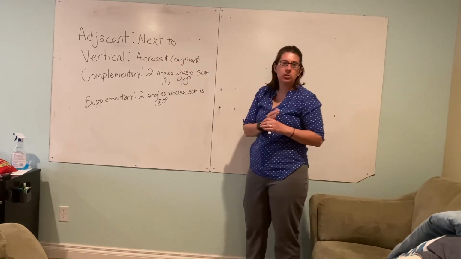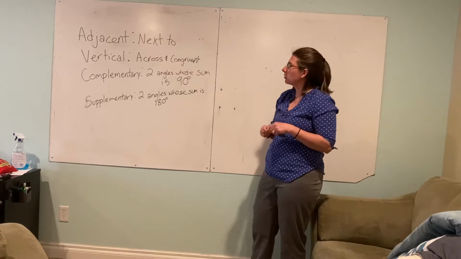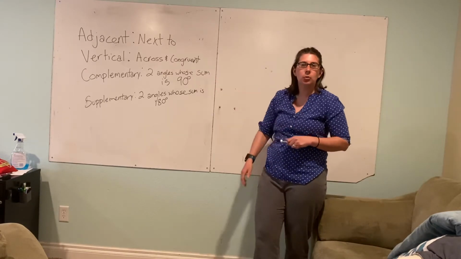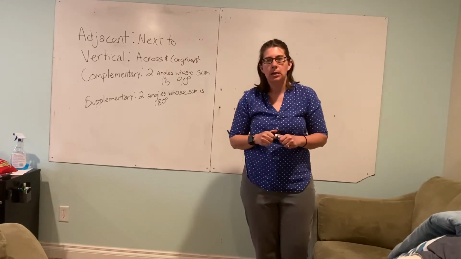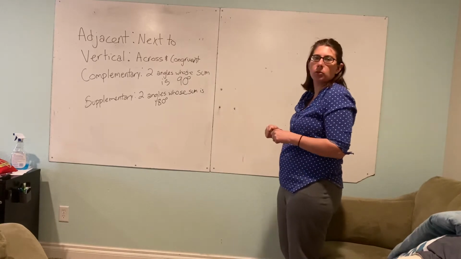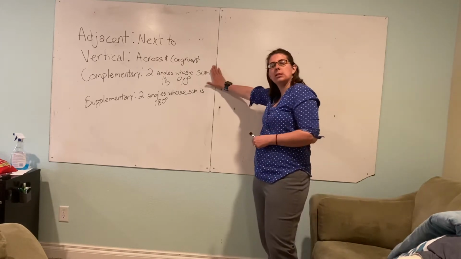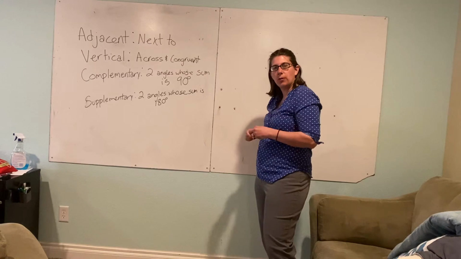Vertical is when two lines intersect and they're across from each other and they're congruent. Complementary angles are two angles whose sum is 90. Supplementary are two angles whose sum is 180. We're going to use this knowledge here to find missing angles.